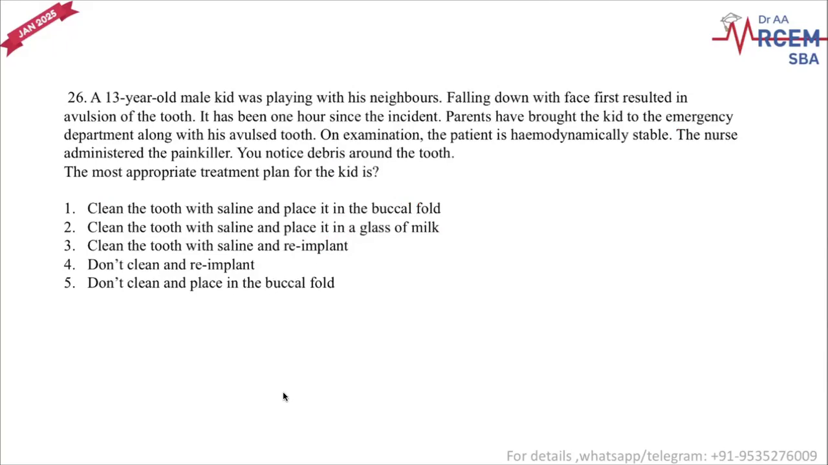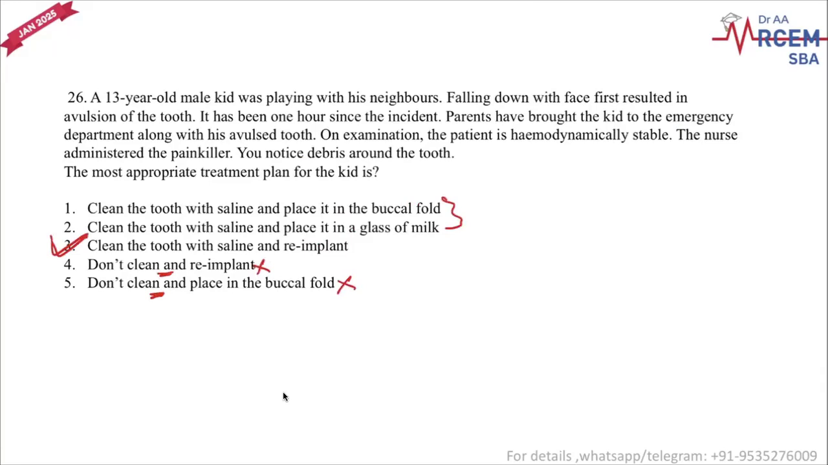The most appropriate plan for the kid: they're already in the emergency department, so you do not want to transport. Don't clean and reimplant? No, you will gently clean the tooth and reimplant. Don't clean and place it in the buccal floor? No, you're not transporting. That's why it is not the right answer. So you'll gently clean the tooth with saline, and you'll be reimplanting.